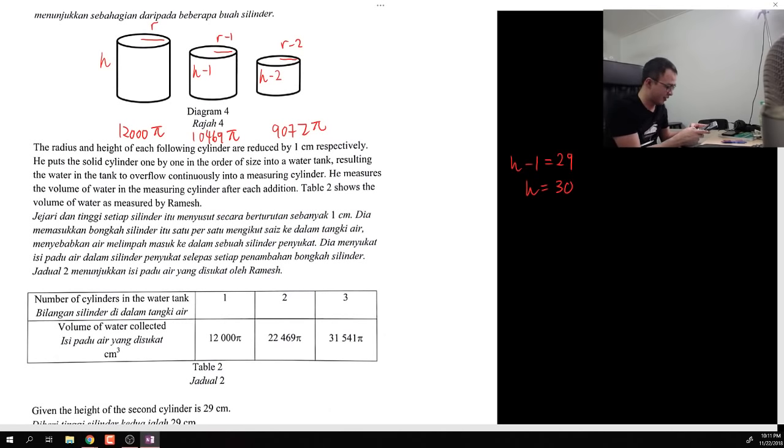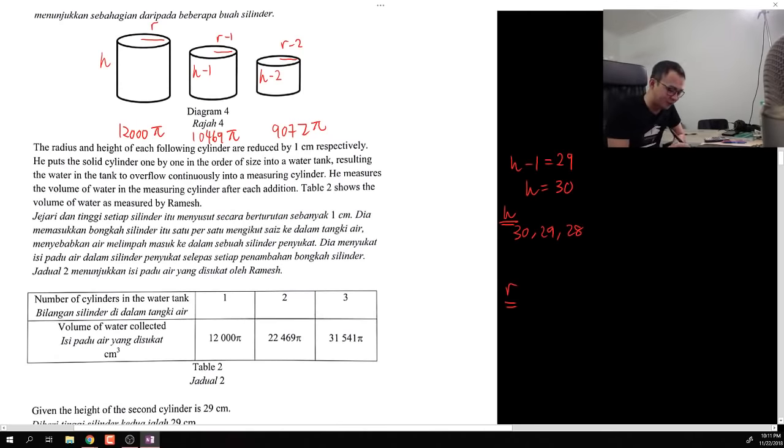10469 minus 9072. Yeah, there's no relationship among them. Then you have to do the H and R slowly. So my H is 30 as my first term. Then my second term is 29. Now I'm doing the H first, then I will do the R also. Alright, so the next one is 28.